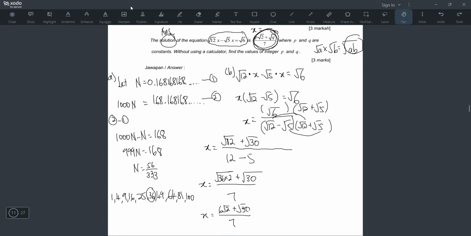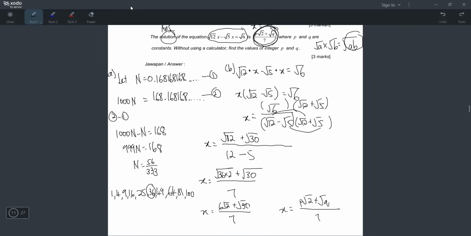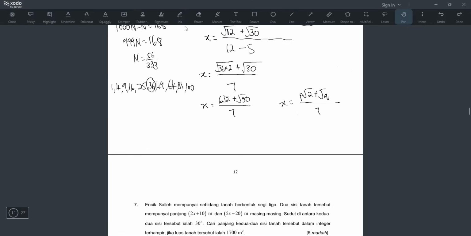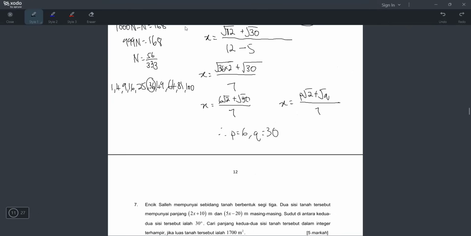So the answer that they gave is what? x equals p square root 2 plus square root q over 7. So I'll write beside, right? x equals p square root 2 plus square root q over 7. So this one is the answer I made myself, right? And then this one is the answer the question gave. So now I can find my p and q because I can compare, right? So p is the coefficient of square root 2, which is 6. And then q is whatever is inside the square root here, which is 30. So q is 30 and p is 6, right? So that's all. That's the answer.